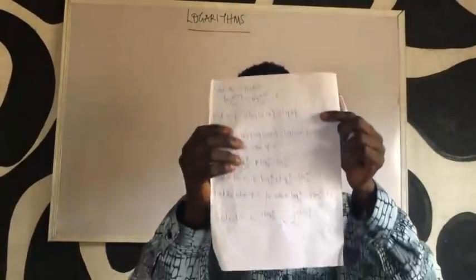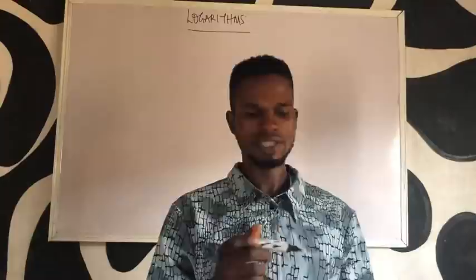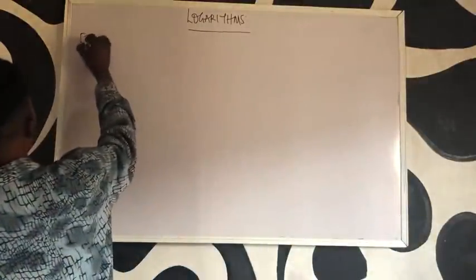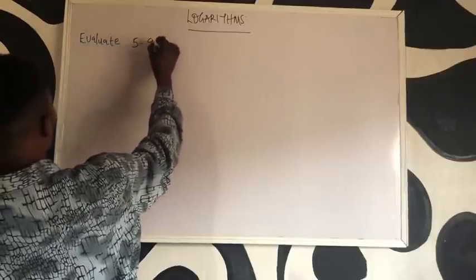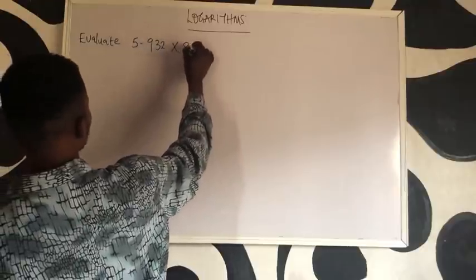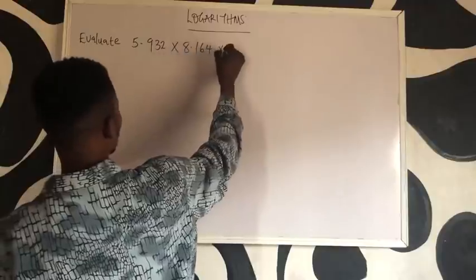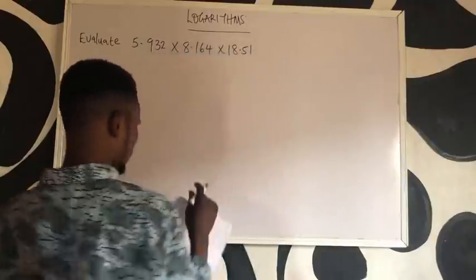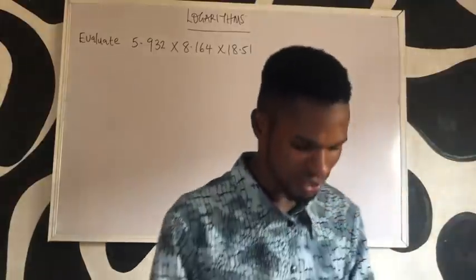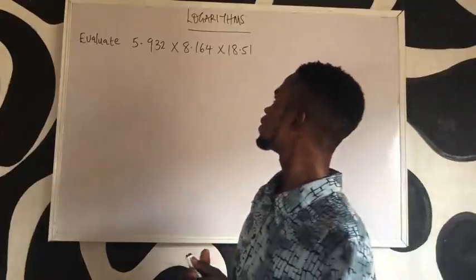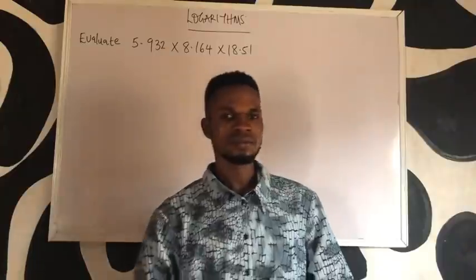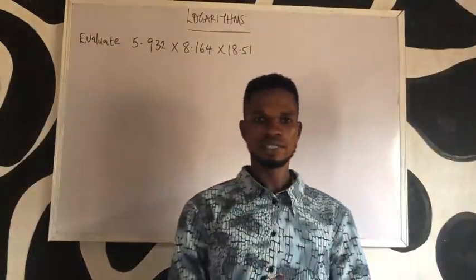We have some questions here, unsolved questions. Now, evaluate the following. Let's start with this. Evaluate 5.932 times 8.164 times 18.51. Now, how do we evaluate this?